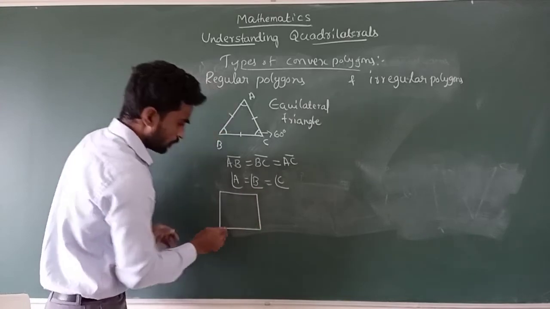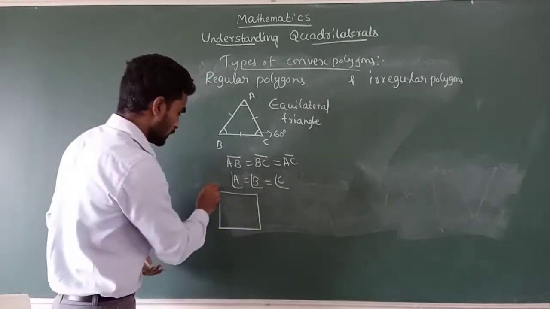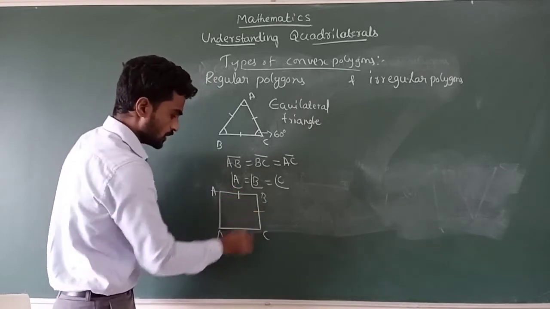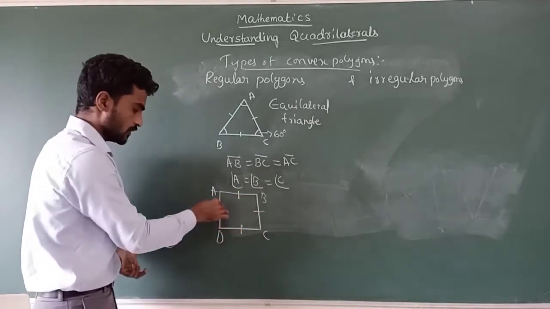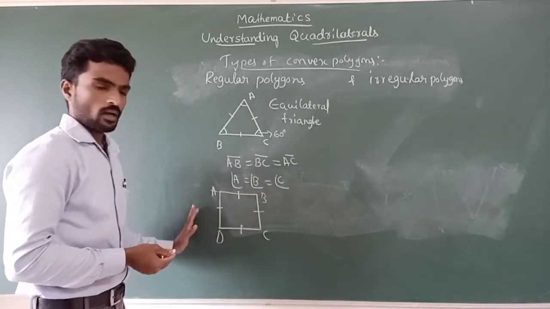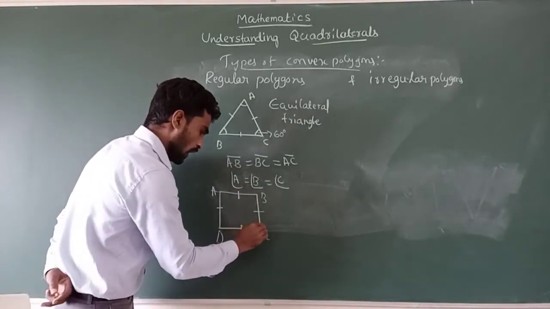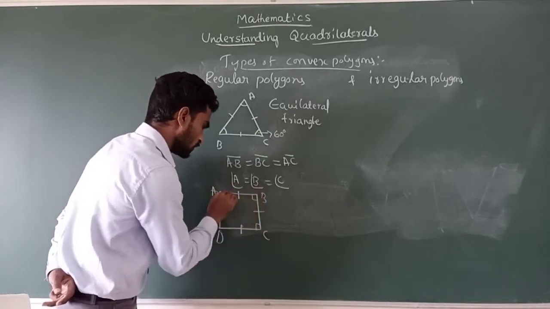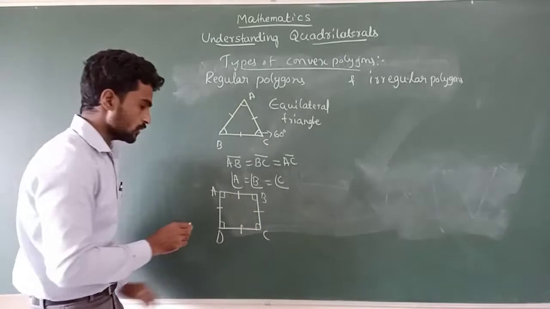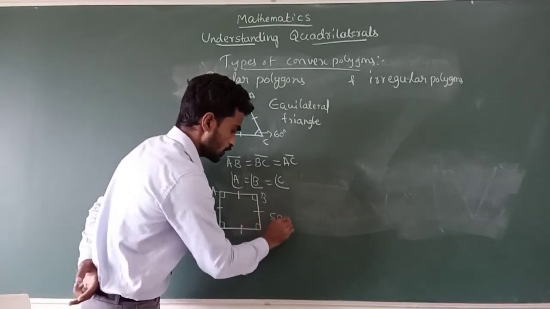In a square, all sides are equal. A, B, C, D. Here AB is equal to BC, BC is equal to CD, CD is equal to AD. All four sides of a square are equal and also all angles are equal to 90 degrees. It is called a square.